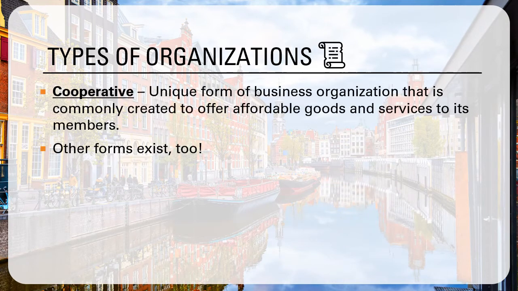Now, there is another form that is discussed in your textbook, which is the cooperative. It's a unique form of business organization wherein the owners are the employees themselves, so everyone has a share in the profits. This is where the distinction in factors of production between labor and entrepreneurs is blurred. And that's a cooperative. Other forms can exist too, but again, this is just a basic overview.